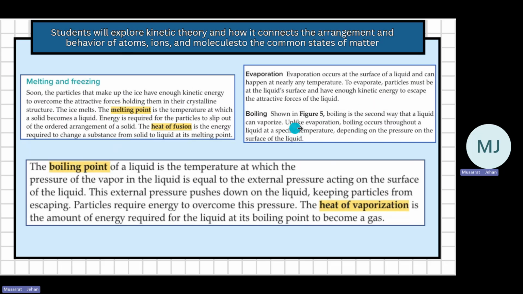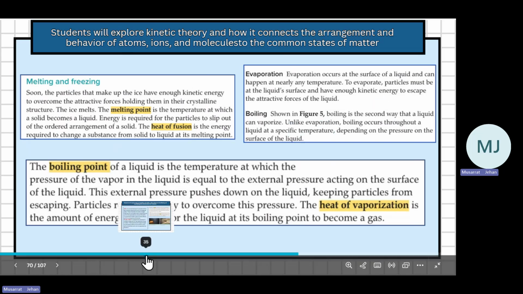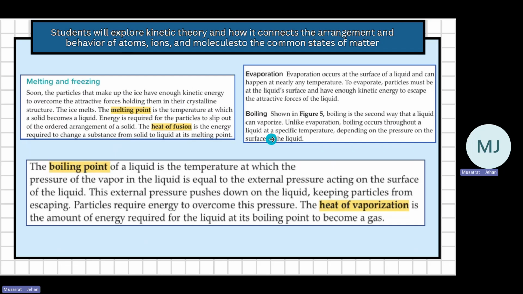Boiling takes place at a particular temperature, and boiling happens throughout the liquid, not only at the surface, depending on the pressure on the surface of the liquid.